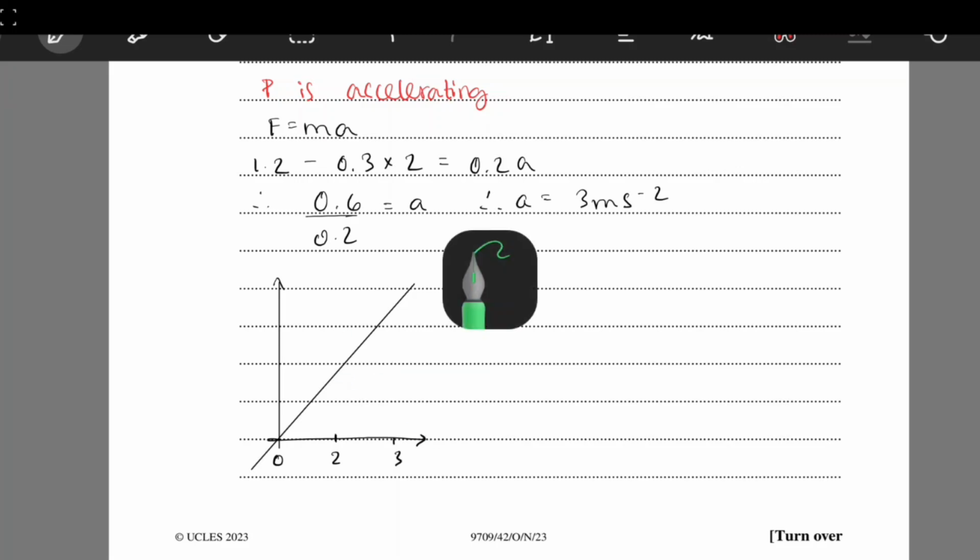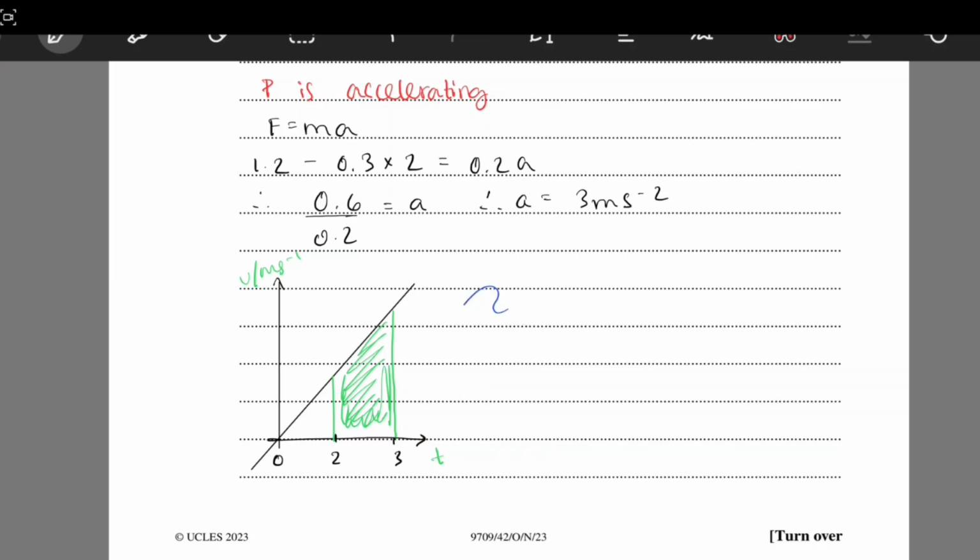So what they're asking us is to find this area, the area under the velocity time graph between 2 and 3. To find that, I'll just find the velocities at each of these times, or I could use another method, using the equations of motion.